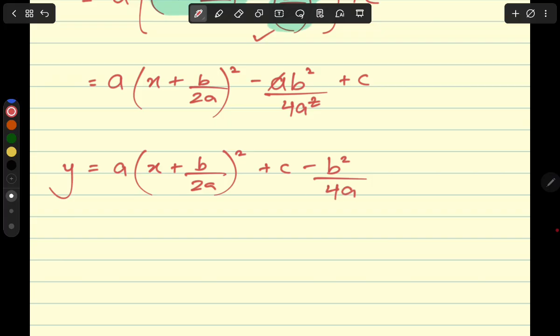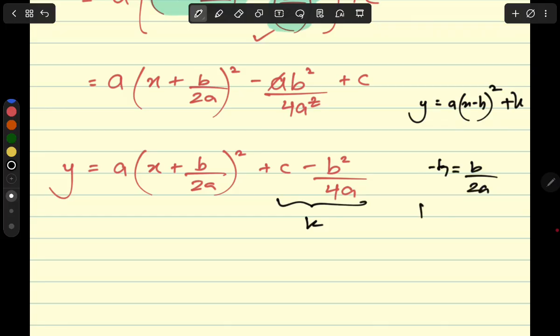So now what did I tell you earlier? That we have to convert this into the form y equals a times x minus h whole square plus k. So now this part is my k. x minus h is equal to x plus b upon 2a, so h becomes minus b upon 2a, right? And a is here as it is, right?